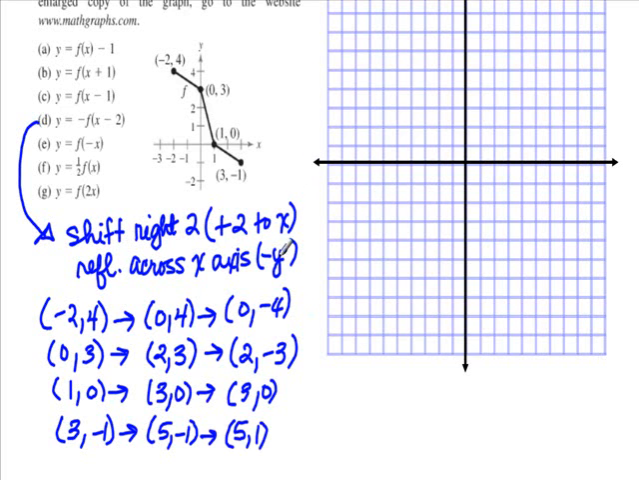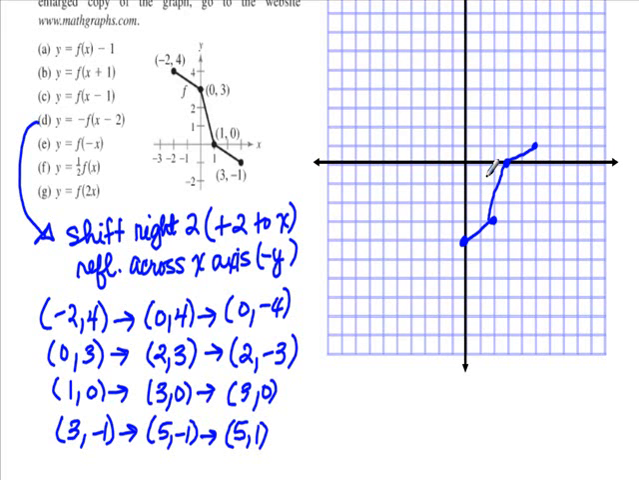So let's plot these points and see if we can get the shape. So (0, -4), (2, -3), (3, 0), and (5, 1). Okay. So understand that the shape of this really was rigid, right? All we did was move it around. So that would be the new transformed graph that we need.